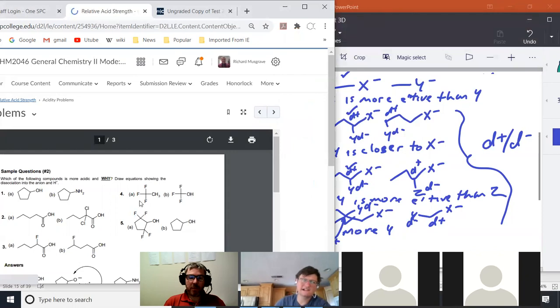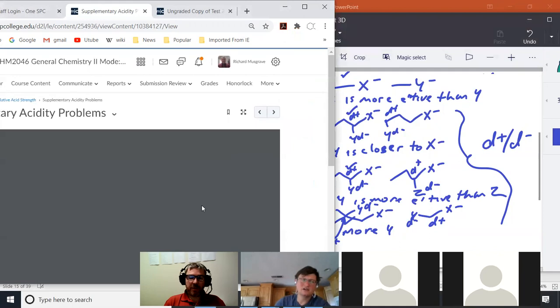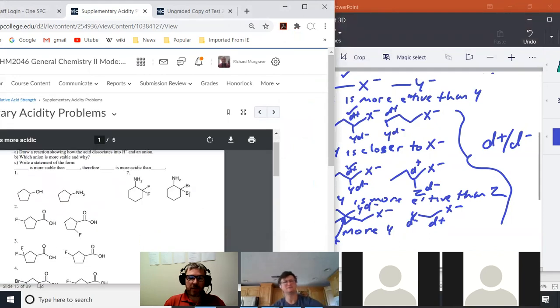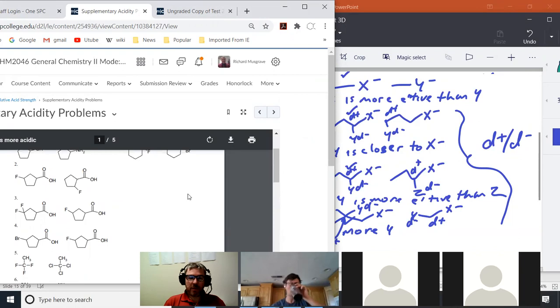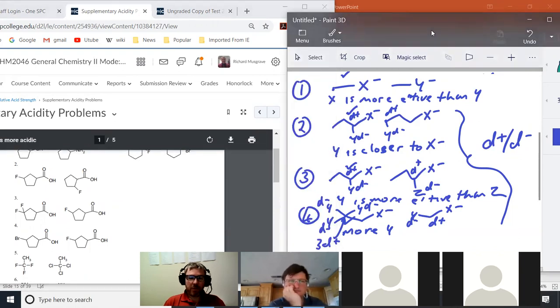Let me bring up ones that are a little bit more difficult. Again, these have answers attached to them as well. All right, look at number 2 there. What scenario are we dealing with for number 2? I'm going to say 2 again. Yep, yeah, because of the position of the fluorines relative to where the O negative is going to be. So the H plus will come off, that'll leave O negative in each of these cases here.